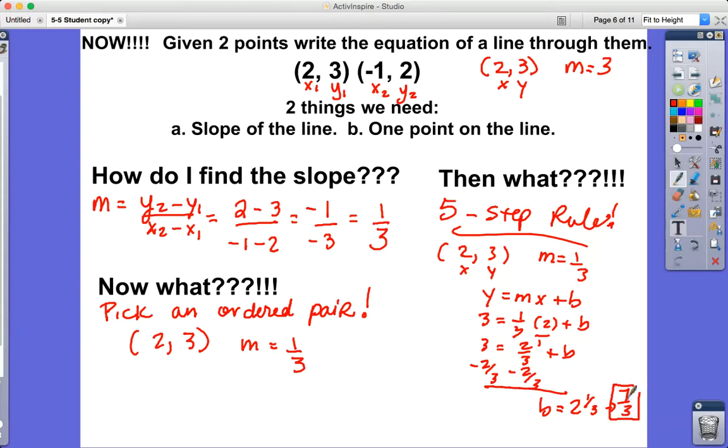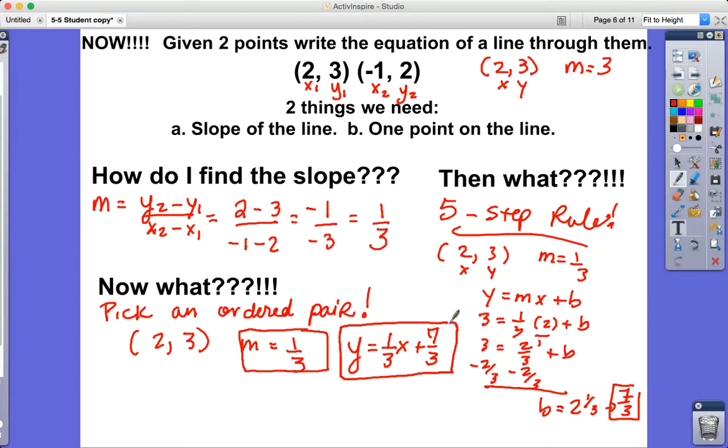So now what do we do? We bring m and b together to make a happy home in slope-intercept form. Y is equal to what? 1/3 x plus 7/3 is the equation of the line in slope-intercept form.